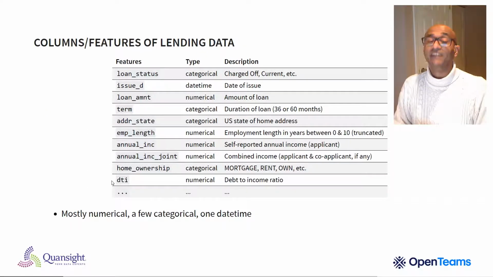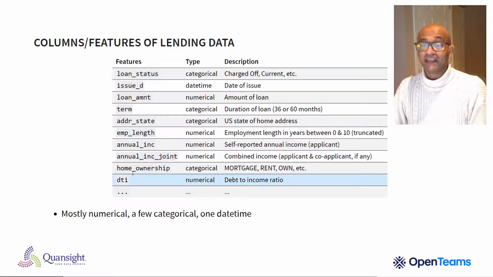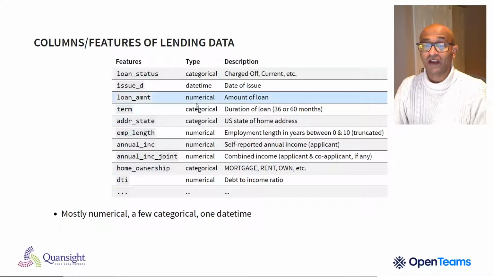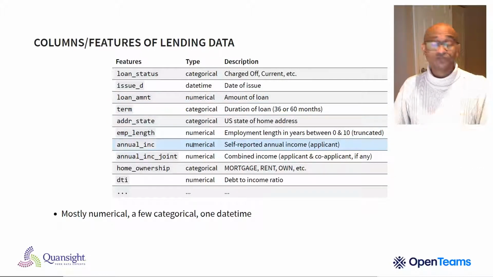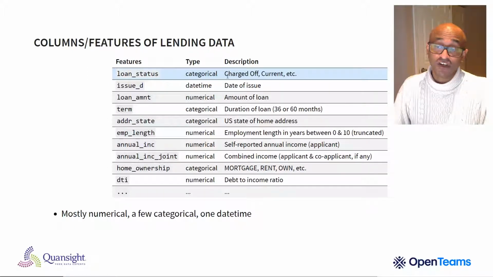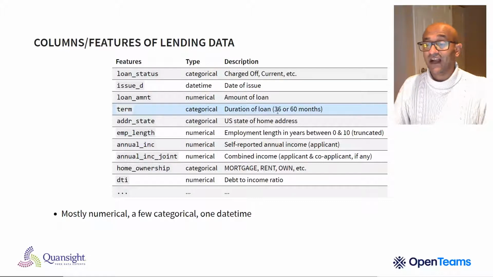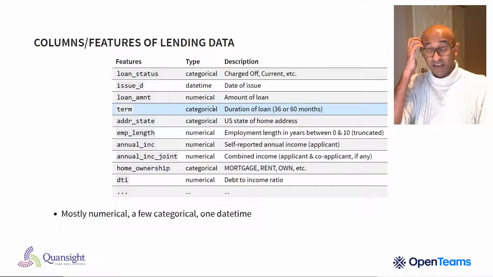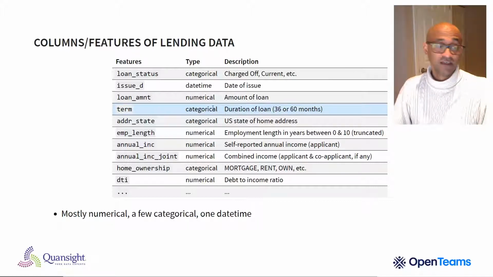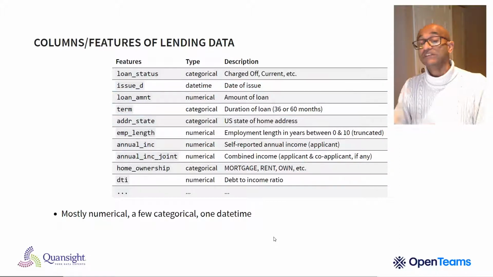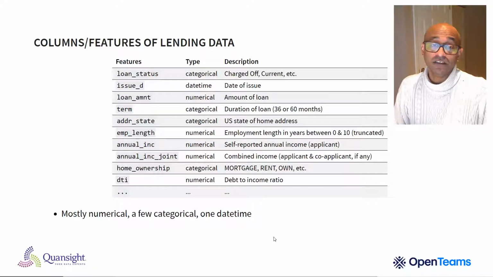So the columns of our data frame are things like the loan amount or the annual income, which are mostly numerical kinds of values. But there are also a few which are categorical features like the loan status, which can be charged off or current, or the term, which is either 36 or 60 months, which is in fact categorical, even though in principle you might think of those as being integers. There's also the issue date column, which is a datetime. So all of these get encoded in slightly different ways when we actually load them up.